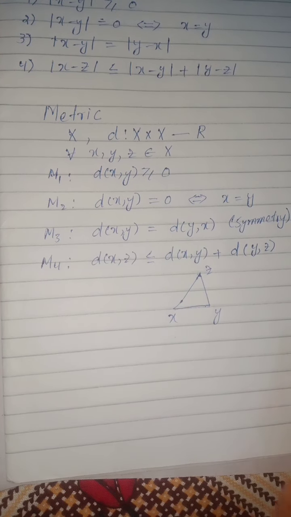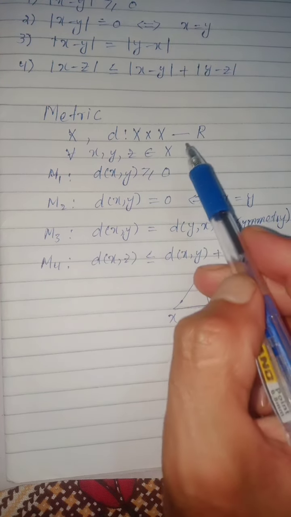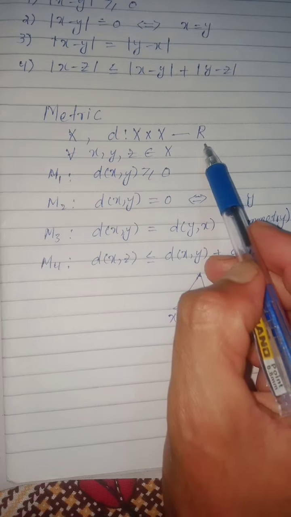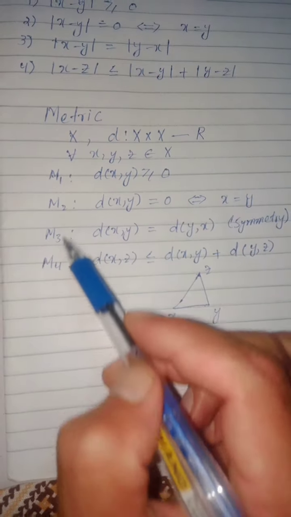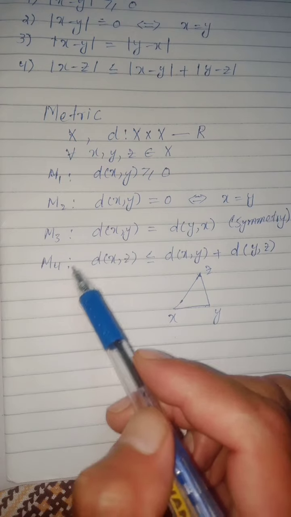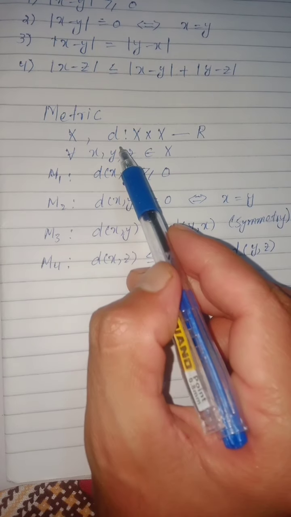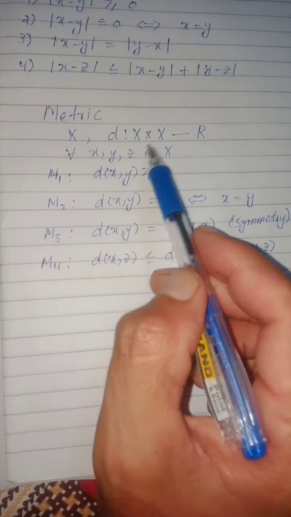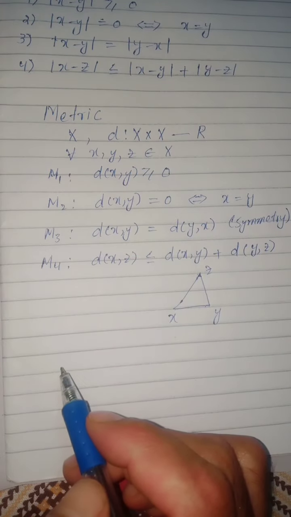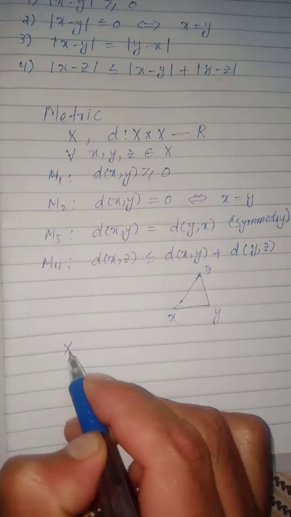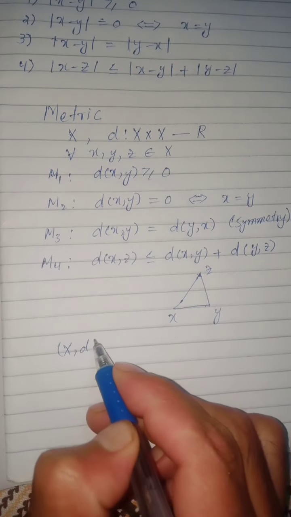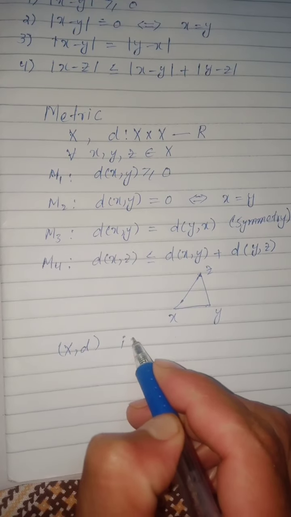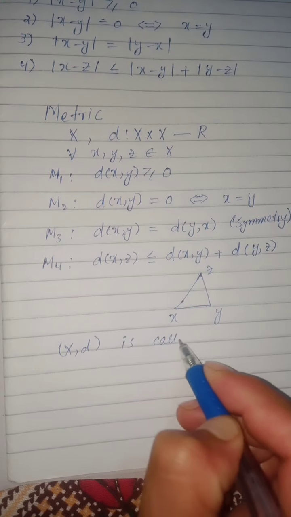If a function d from X cross X to R satisfies these four conditions, then d is called a metric on set X. And the ordered pair (X, d) is called a metric space.